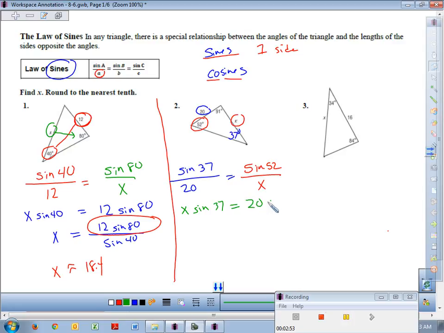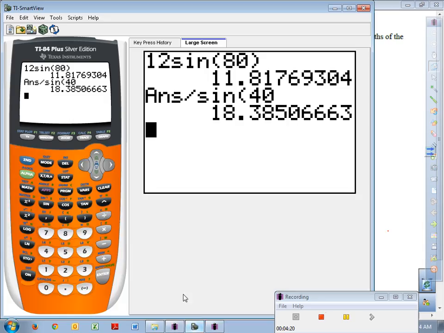Equals 20 times the sine of 52, and then x equals 20 times the sine of 52 all over the sine of 37. And now that x is all by itself, we punch it in our calculator. 20 times the sine of 52 and hit equals. And then divide that by the sine of 20.